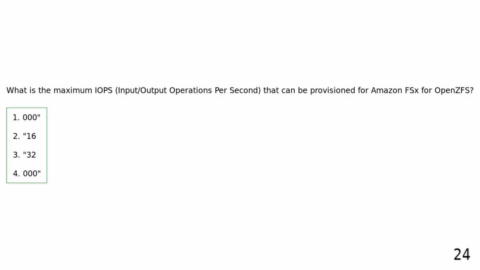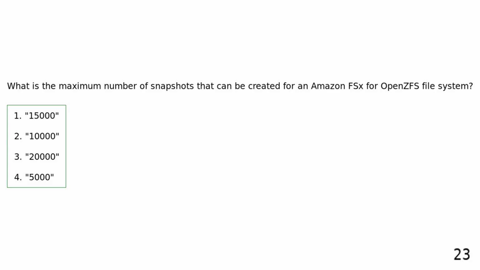What is the maximum IOPS that can be provisioned for Amazon FSx for OpenZFS? 000. 16. 32. 000. What is the maximum number of snapshots that can be created for an Amazon FSx for OpenZFS file system? 15,000. 10,000. 20,000. 5,000. You can create up to 10,000.